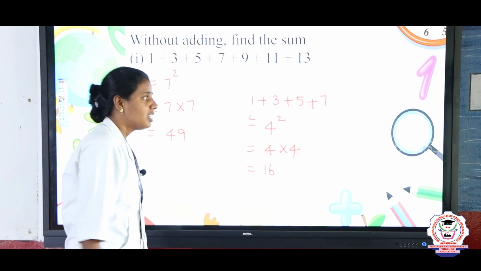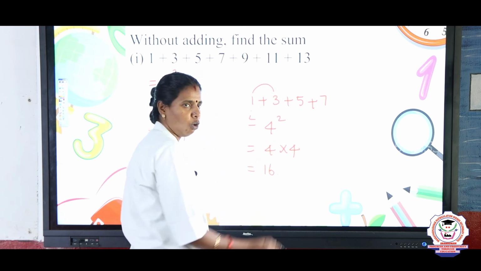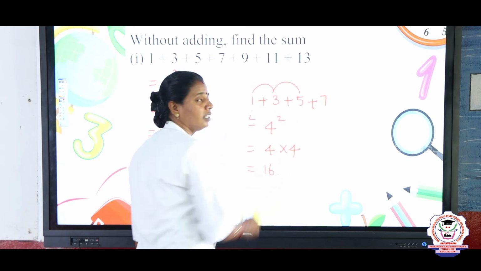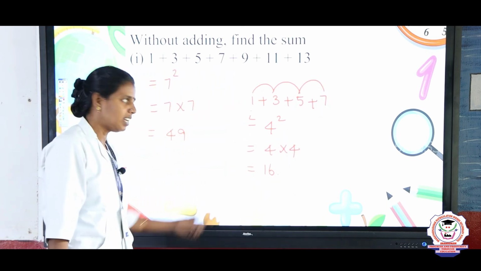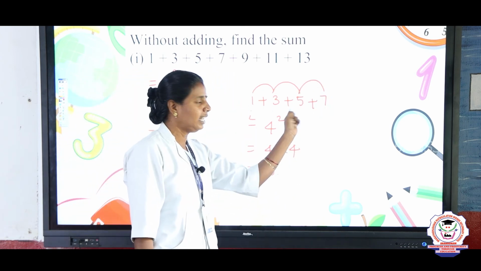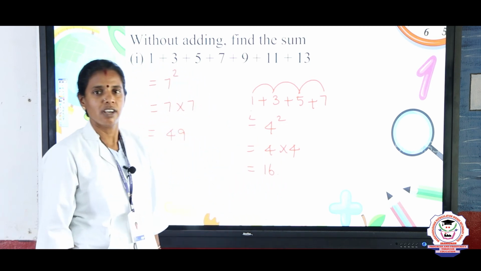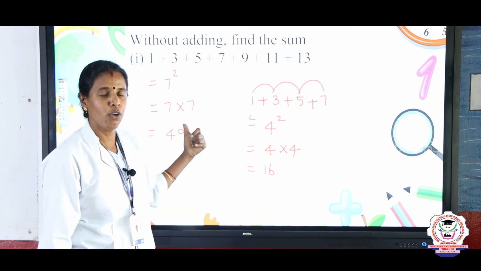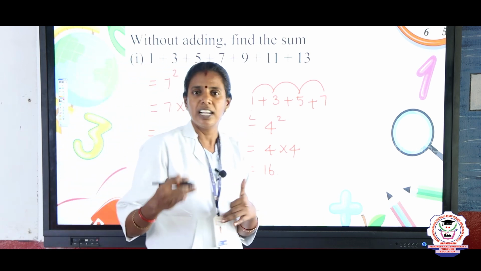16, right? Just add this: 1 plus 3, 4. 4 plus 5, 9. 9 plus 7, 16. You are getting 16 now. So, without adding like this, we can find the answer using the properties of squares, children, right? Is it easy for you? In 1-mark questions, while you are writing, it will be easy to save our time, okay?